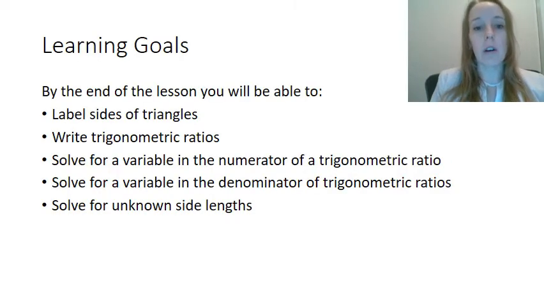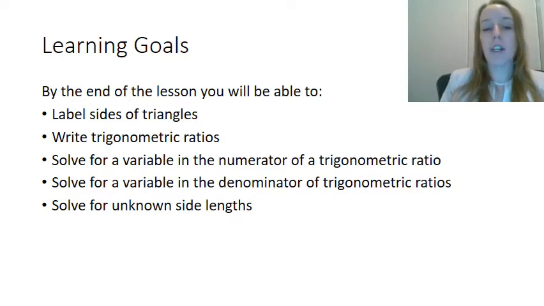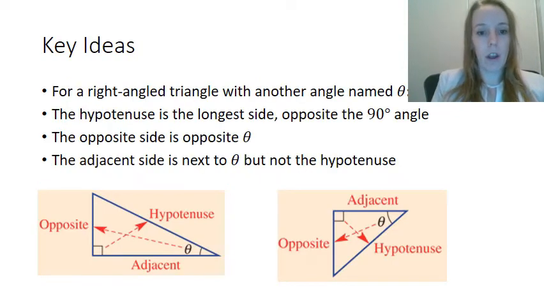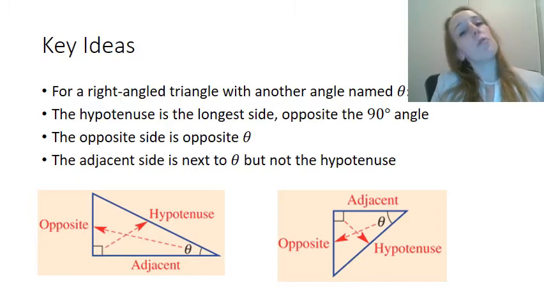Okay, so our learning goals. By the end of the lesson, you'll be able to do quite a few of these things. You'll be able to label sides of a triangle, write trigonometric ratios, solve for a variable in the numerator of a trigonometric ratio, solve for a variable in the denominator of a trigonometric ratio, and solve for unknown side lengths.